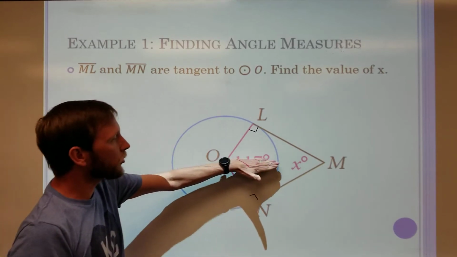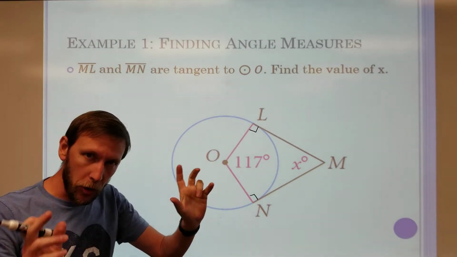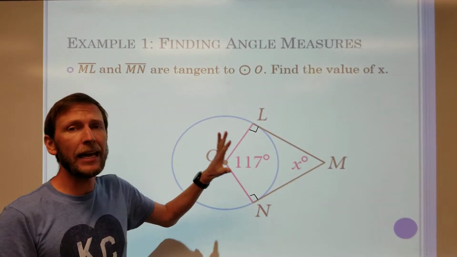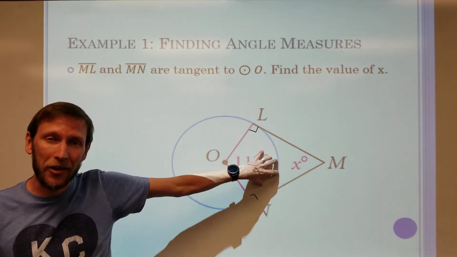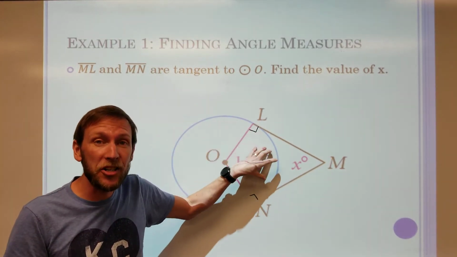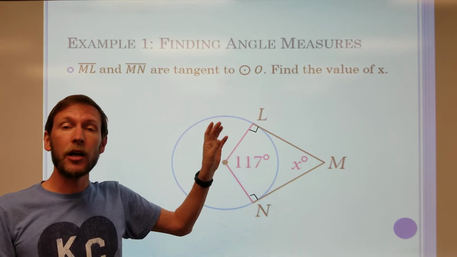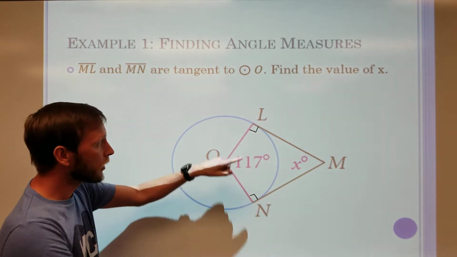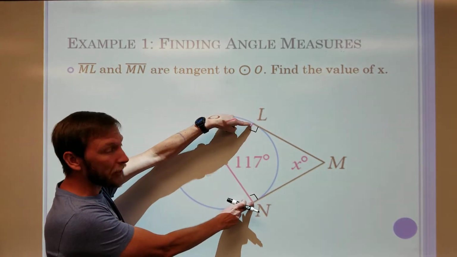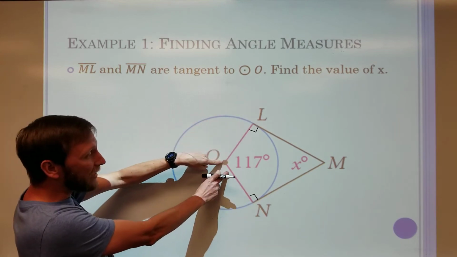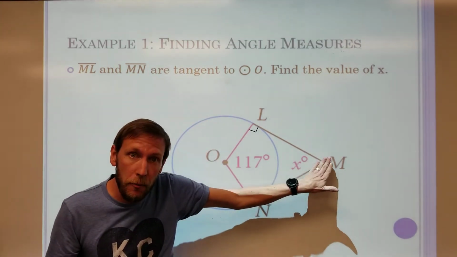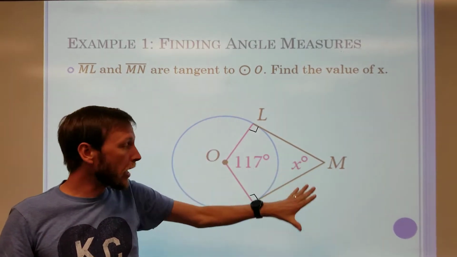Well, essentially we can have two approaches here. The number one approach is to say, hey, this is a quadrilateral, therefore the sum of the measures of the interior angles is 360 degrees. All right? And so we take 360 minus these two 90s, minus this 117, and that would tell us the measure of the angle at point M.